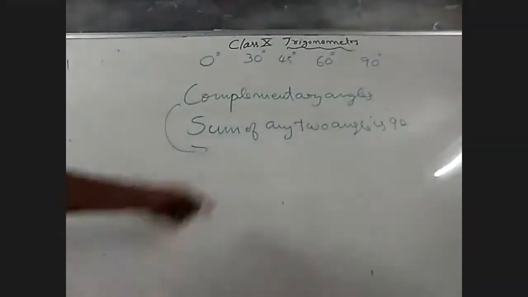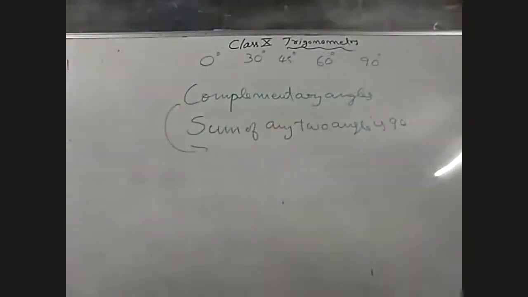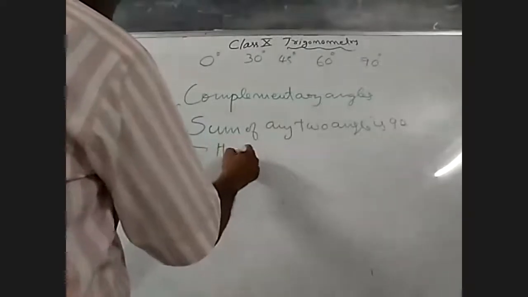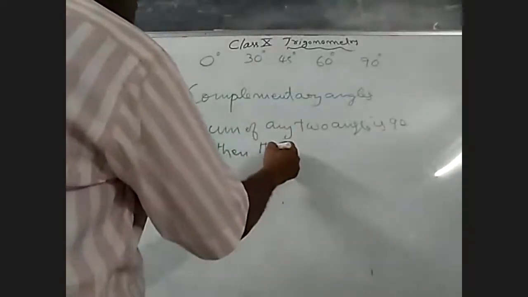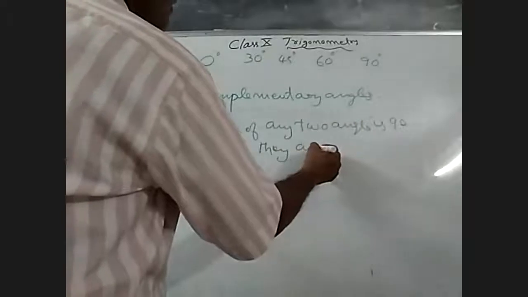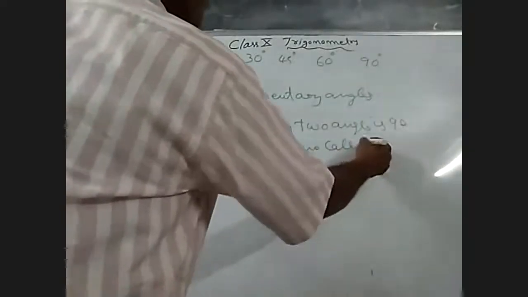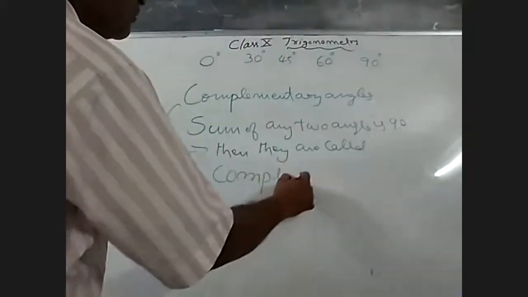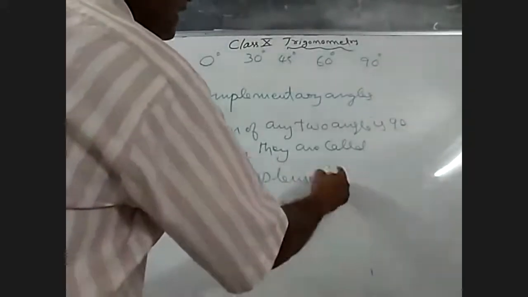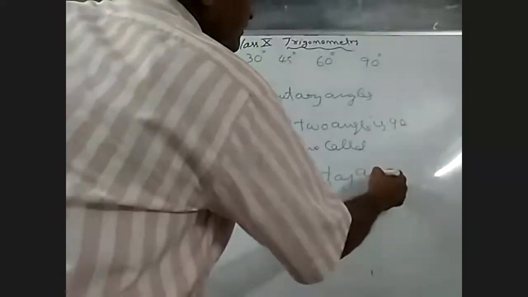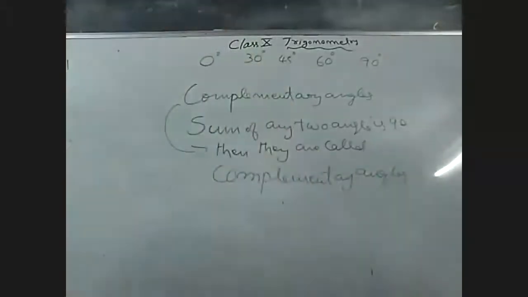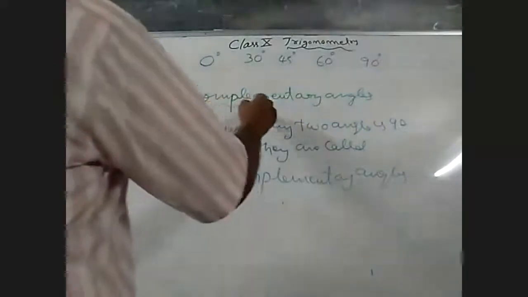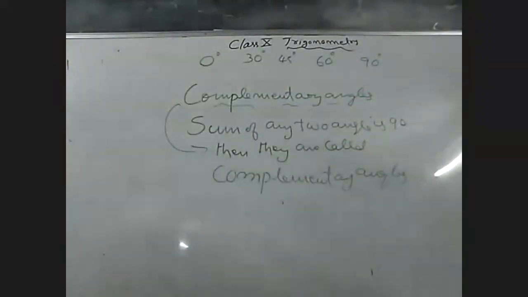Write down in your notebook: the sum of any two angles is 90 degrees, then they are called complementary angles. Write down complementary angles. So the sum of any two angles is 90, then they are called complementary angles.